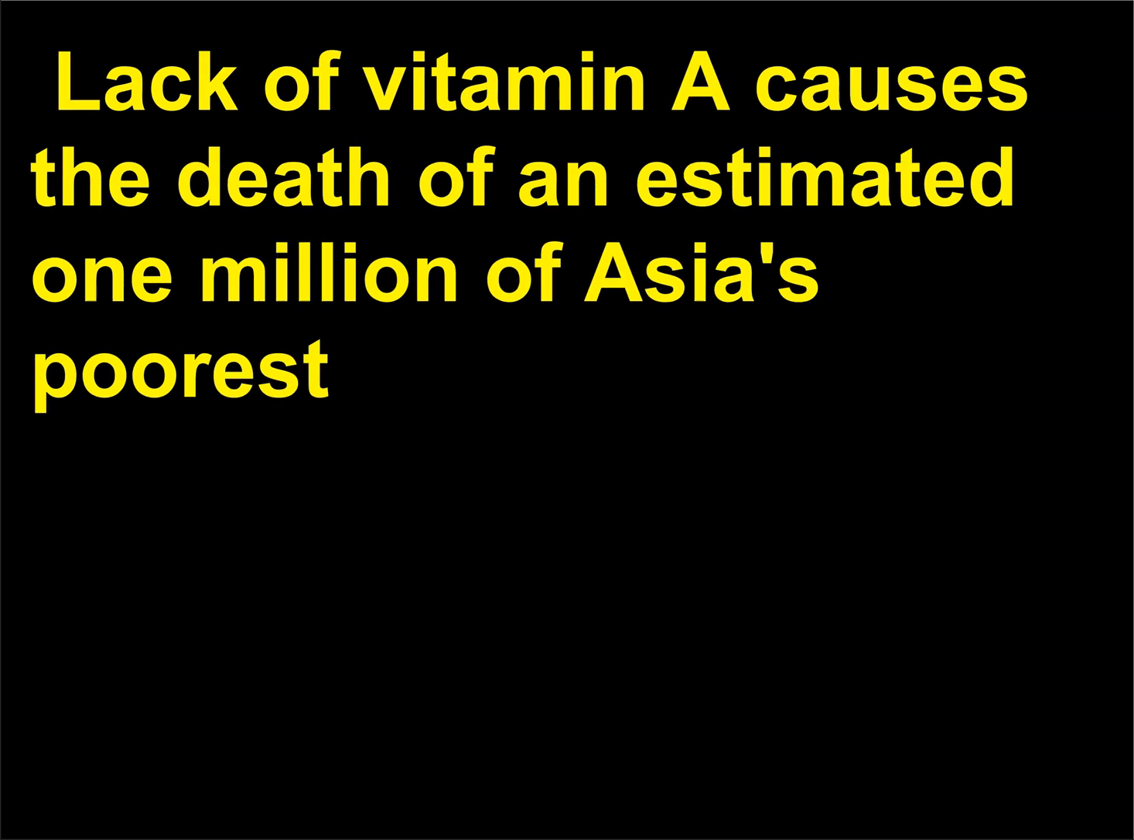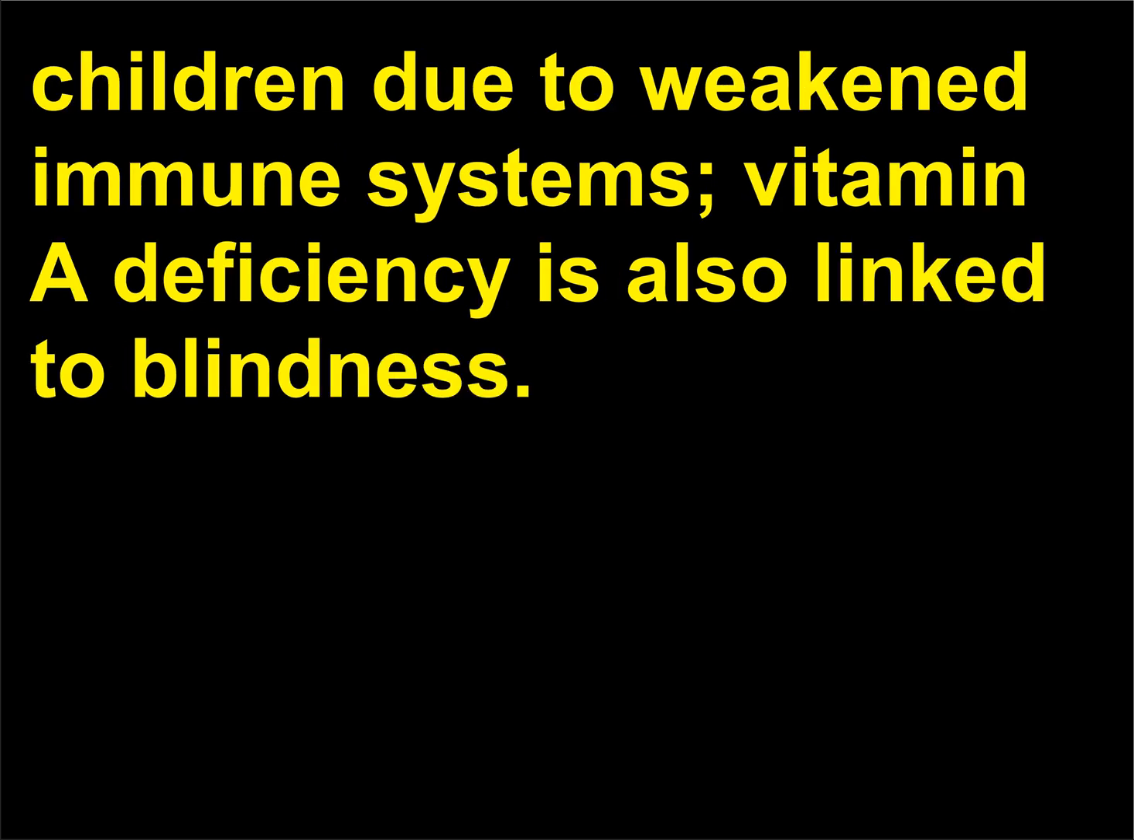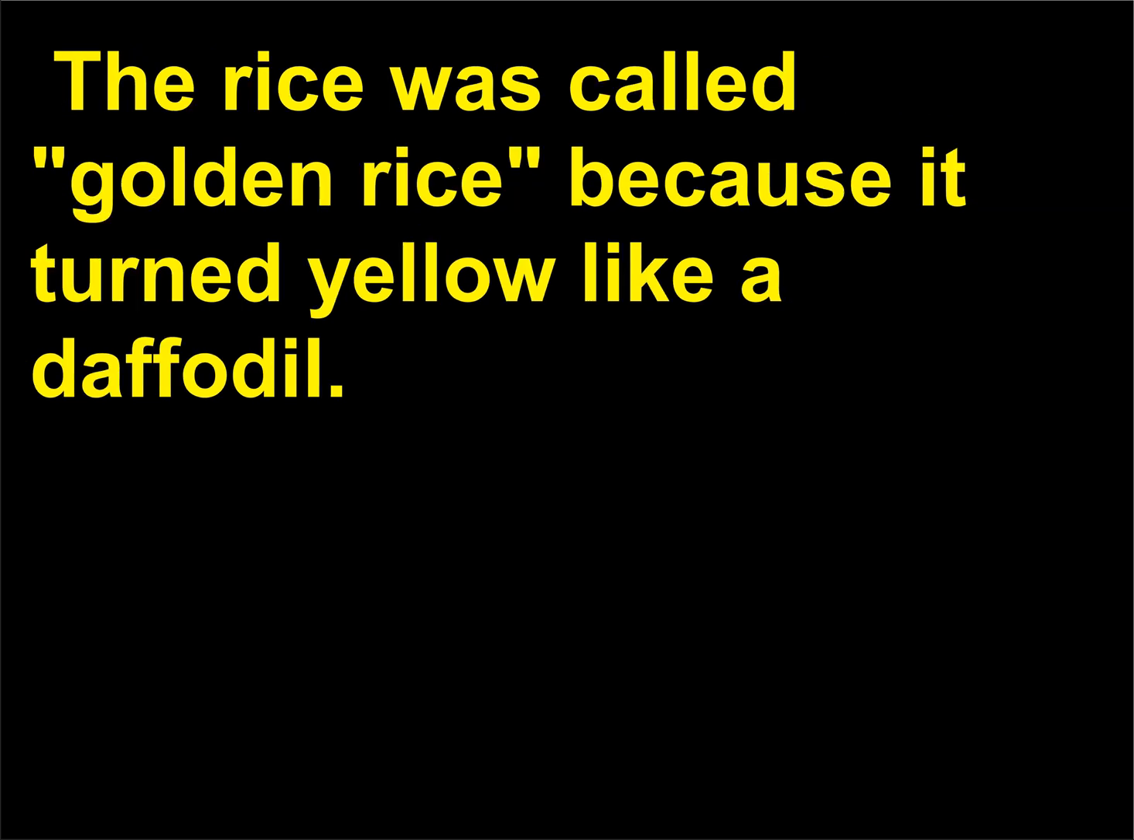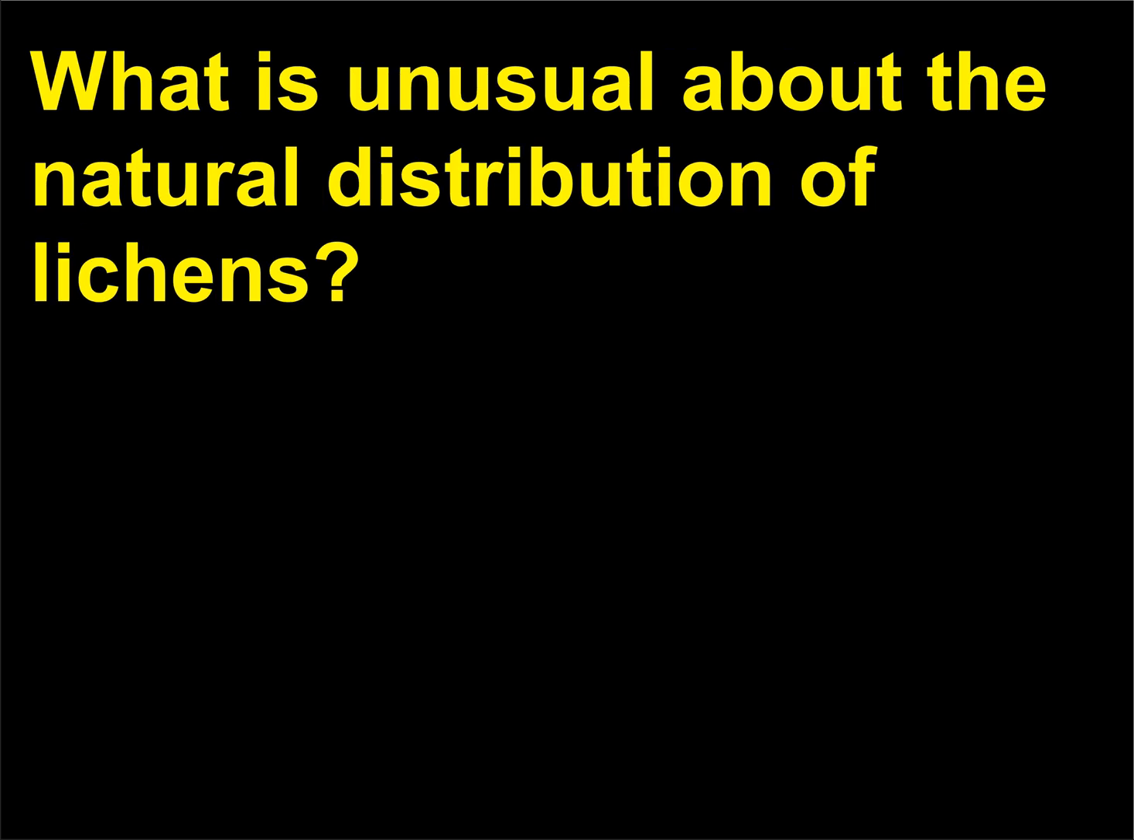Lack of vitamin A causes the death of an estimated 1 million of Asia's poorest children due to weakened immune systems. Vitamin A deficiency is also linked to blindness. The rice was called golden rice because it turned yellow like a daffodil. What is unusual about the natural distribution of lichens?